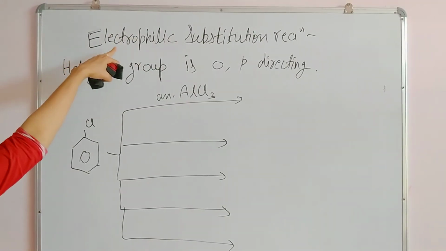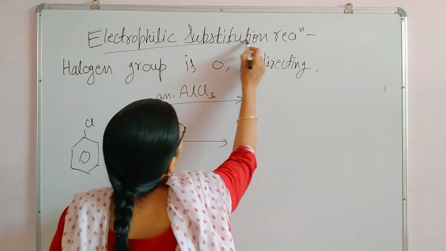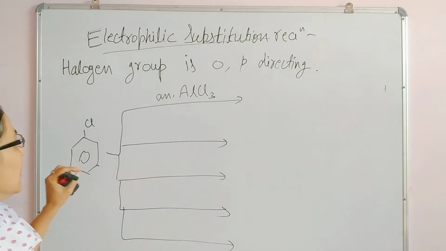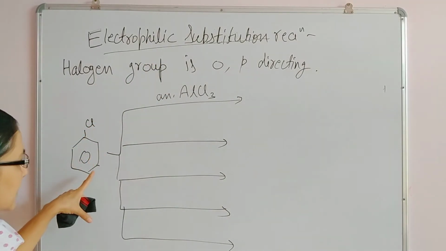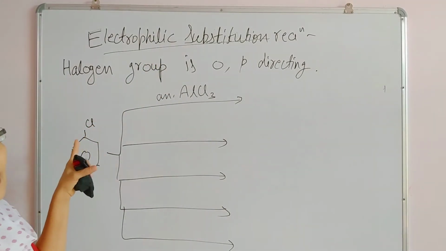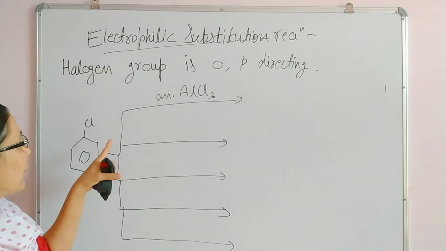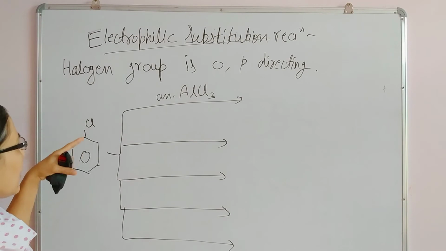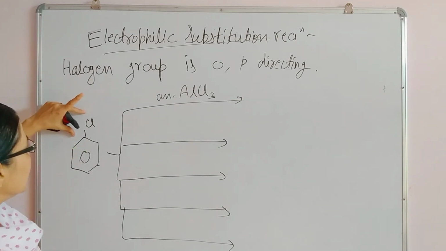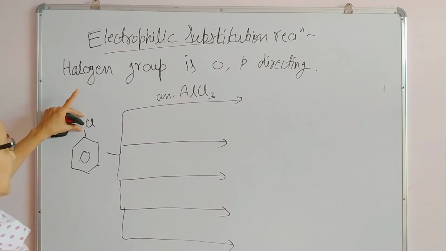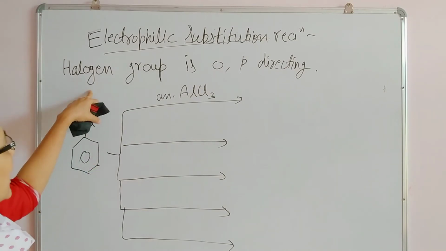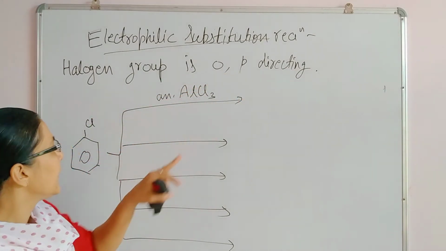So now we will read something about the electrophilic substitution reaction. You have studied in the last year, 11th standard, that above the benzene and below the benzene there is electron density. Definitely an electrophile will attack over the ring. Then this Cl will remain as it is. This Cl will direct the coming group. As you know, the halogen group is ortho-para directing.